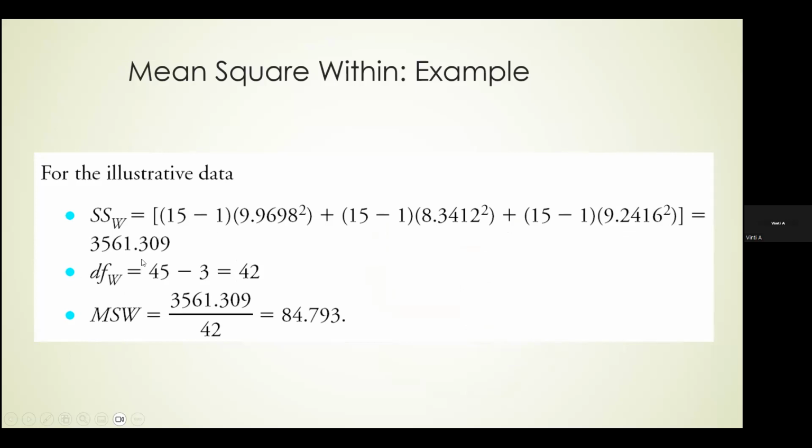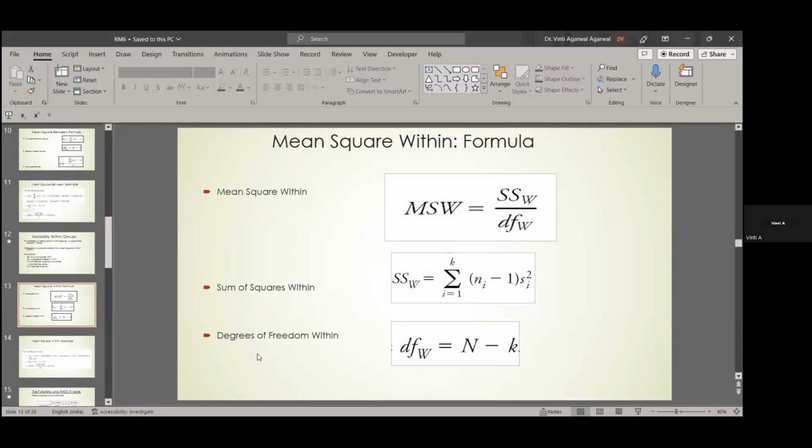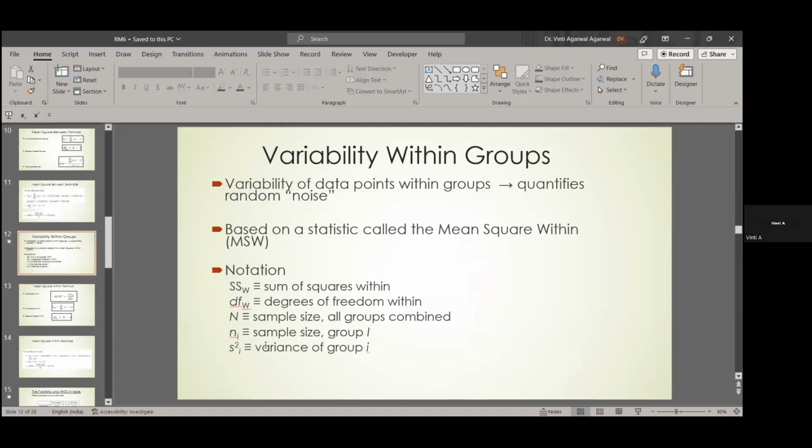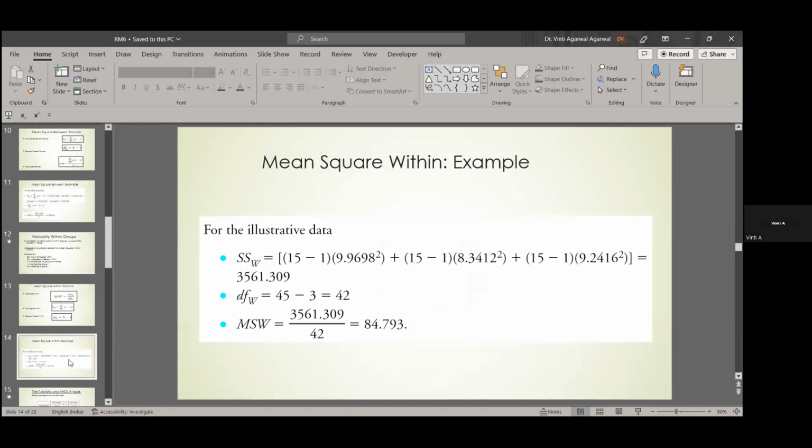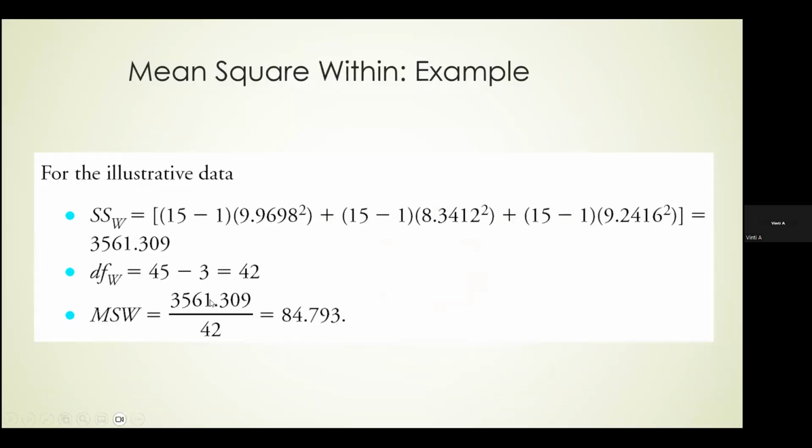Degrees of freedom was, because I have 15 variables, 15, and minus 3. Let me go back. Now N is the sample size, all groups combined. So this is 45, 15, 15, 15, minus 3 groups, which is 42. So my mean square within the groups is 84.793.